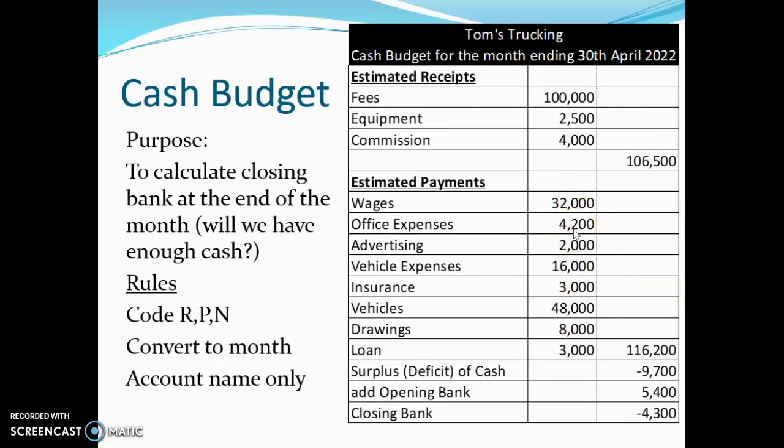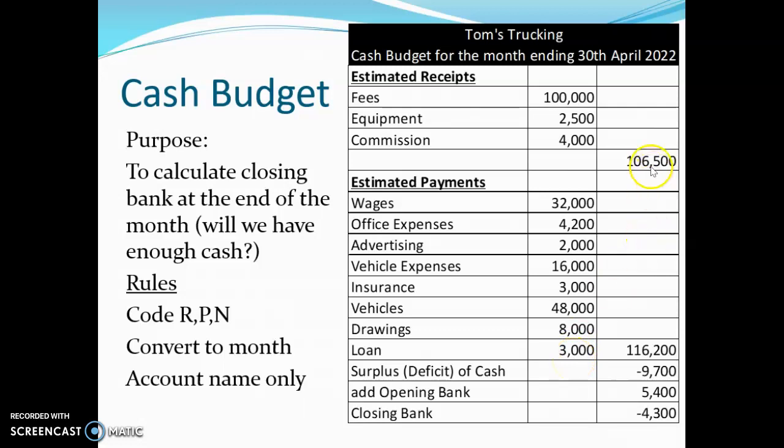You'll see also that there are some things in there that are not in the income statement, like we might have the sale of equipment. It's how much cash we're getting for that sale of equipment. We might have things like purchasing a new vehicle. So Tom's Trucking bought a new vehicle. Drawings is a cash drawings, and repayment of loan.